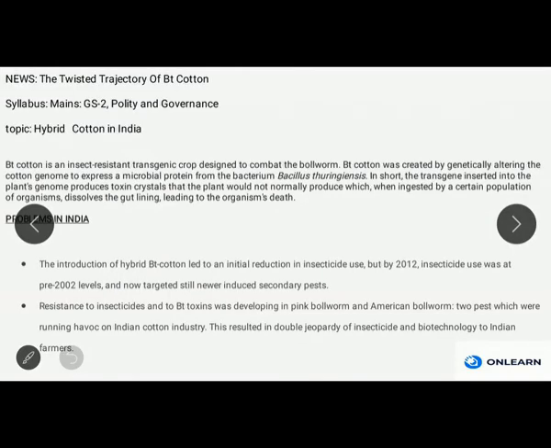Now, there is a news in The Hindu regarding BT cotton. The title is Twisted Trajectory of BT cotton. Now, syllabus as per the mains, it is in GS paper 2, that is polity and governance. The topic is hybrid cotton in India. You need to know what is hybrid cotton.